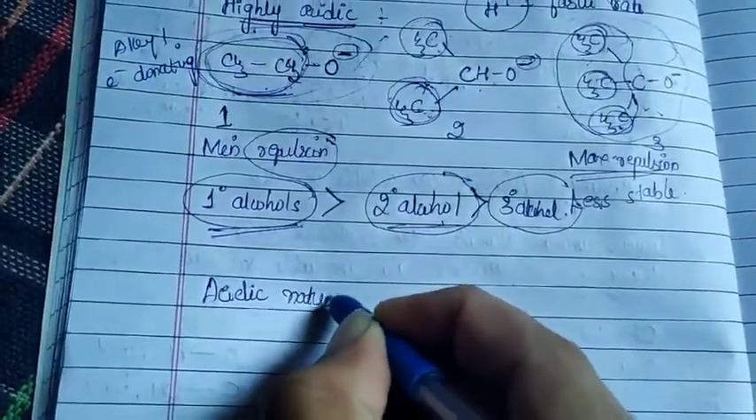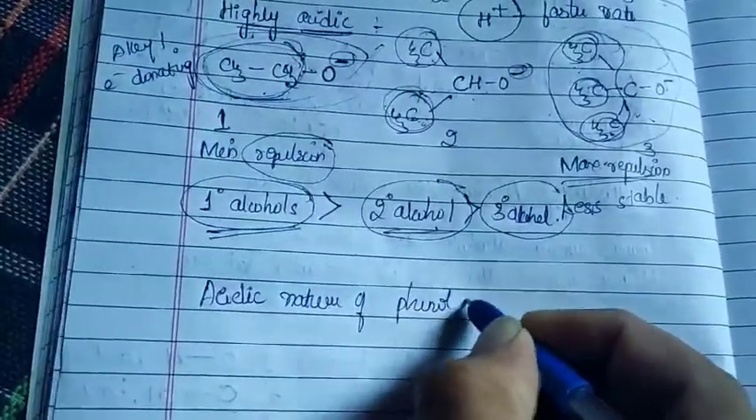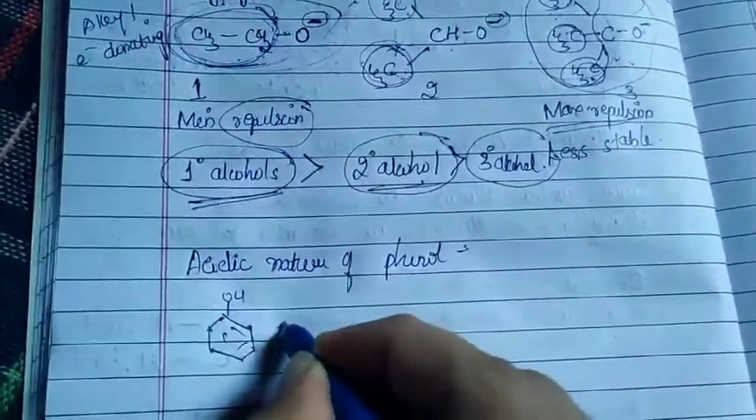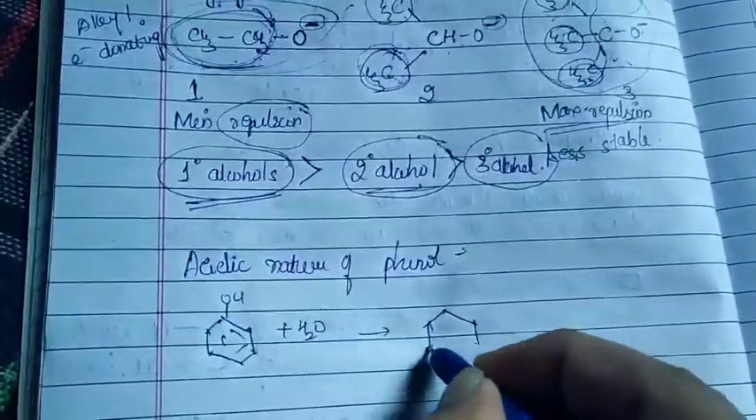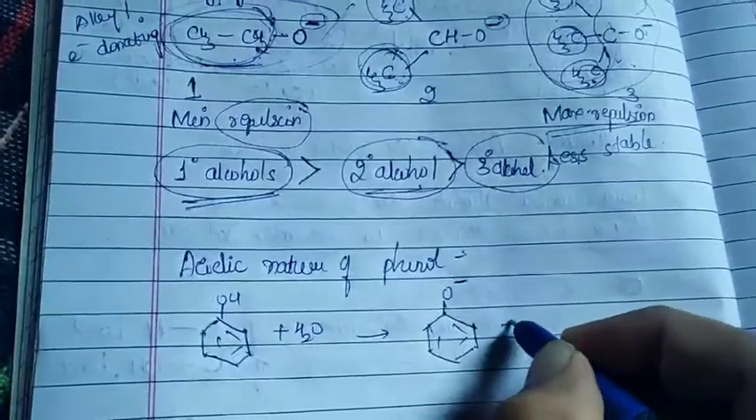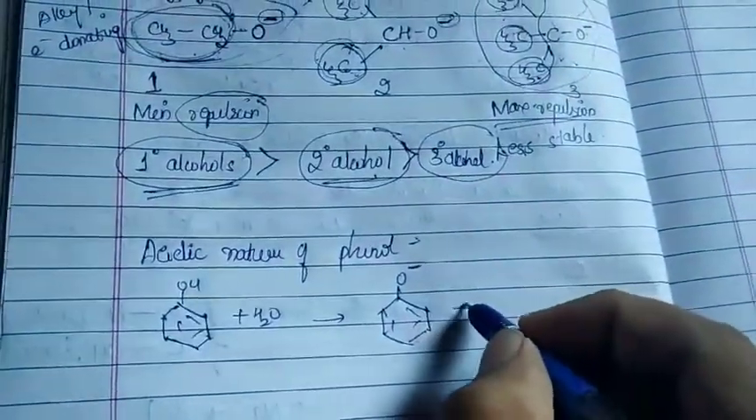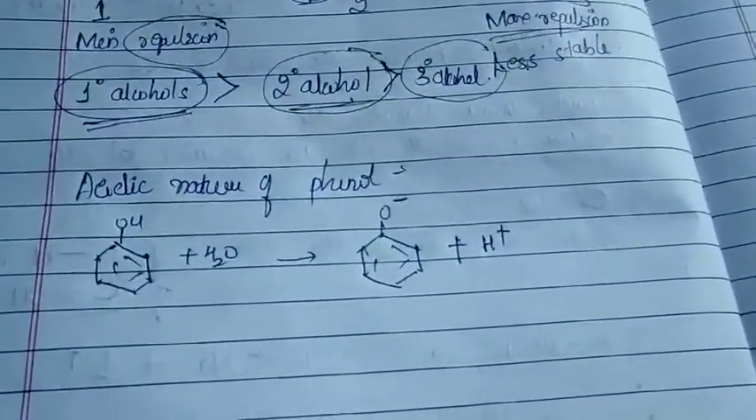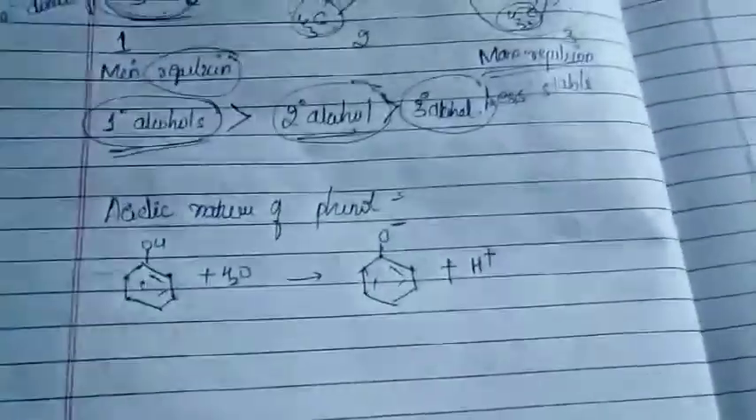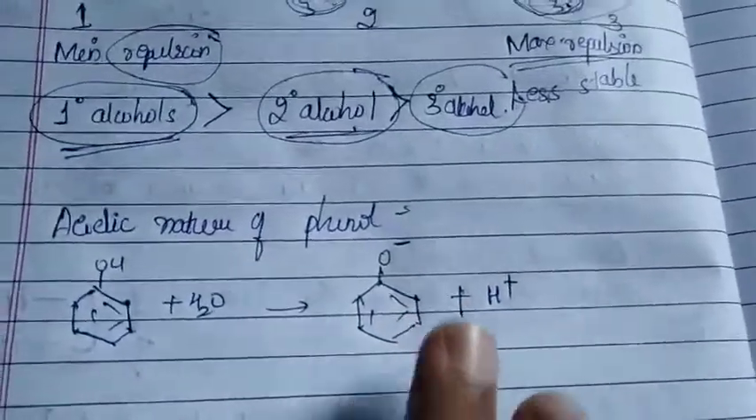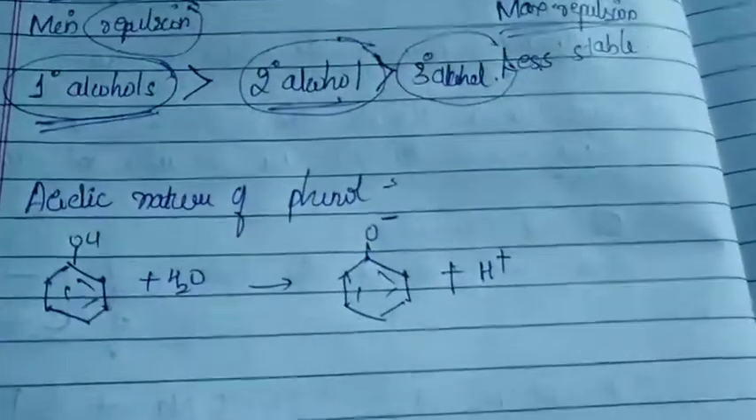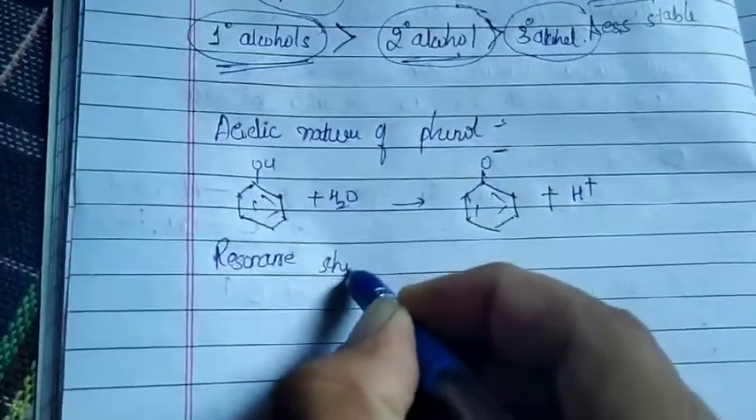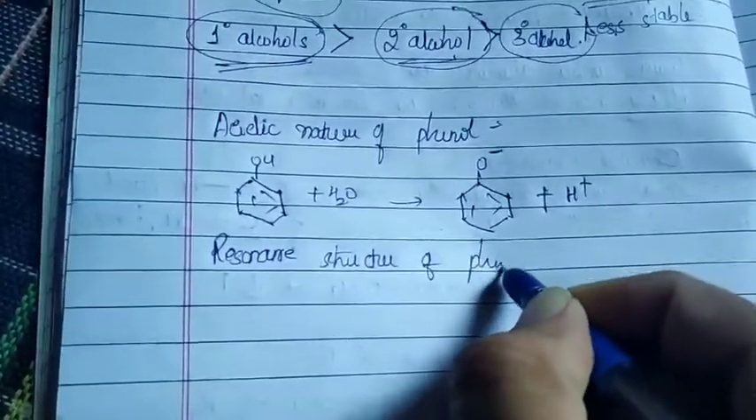Acidic nature of phenol. Do remember, whenever we talk about your phenol, when it is treated with water, it gives you this reaction. That is our phenoxide ion, plus H+. Of course, by the reaction we have come to know that yes, phenol is acidic in nature. But here we have to understand one important thing, how it is giving this product. So in order to understand this, we have to understand the resonance structure of phenol. What does that resonance structure speak?